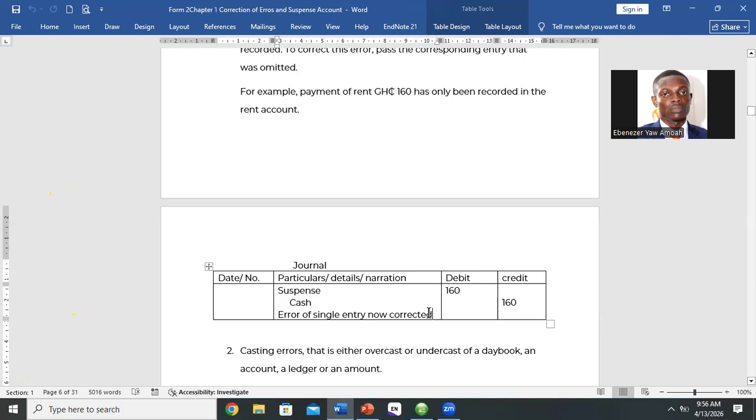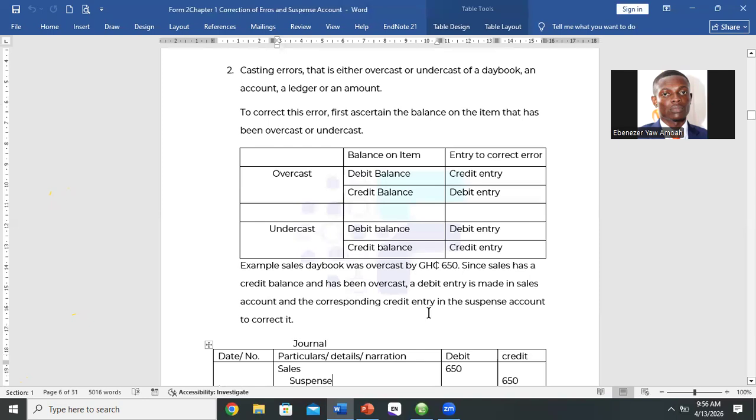Now let's go to the second example of errors that affect the trial balance. Let me appoint one of you to do the reading for me.